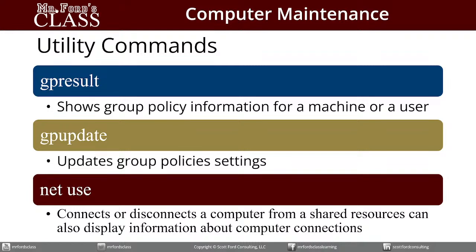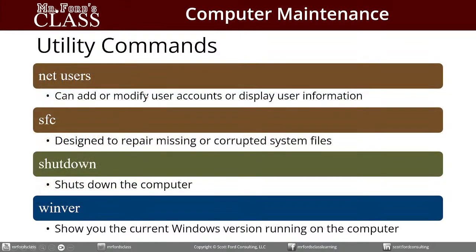GPUpdate is going to update group policies, and net use is going to connect or disconnect a computer from a shared resource, and can also display information about what the connections are. We have net user, which can add or modify user accounts. SFC, which we can actually use to repair corrupt or missing system files. It's a very powerful tool that you should be familiar with as a Windows user. You have shutdown, which will shut down the computer, and winver, which shows you the current version of Windows running on your computer.